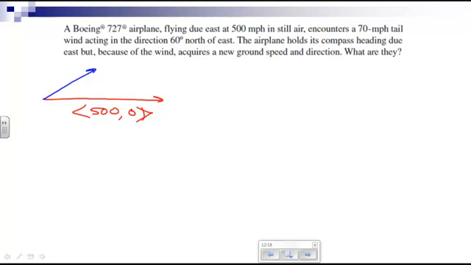So the magnitude of this vector is 70, and it is 60 degrees off of due east, which of course we would know as the positive x. And now what I want to know is what happens when we take the blue vector, let's call it the u vector, and add it to the red vector. When we do that, we end up getting a net vector which represents what happens to this plane.